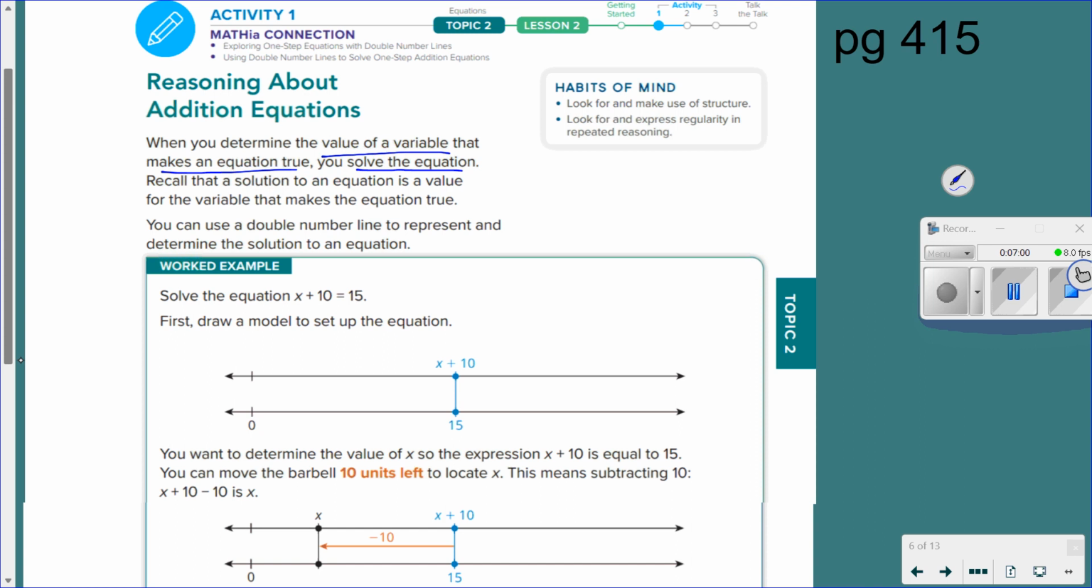Recall, a solution to an equation is a value for the variable that makes it true. You can use the double number line to represent it, but we're also going to start learning how to actually solve it.